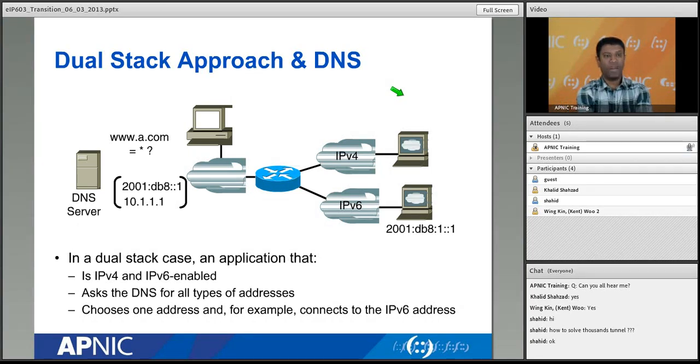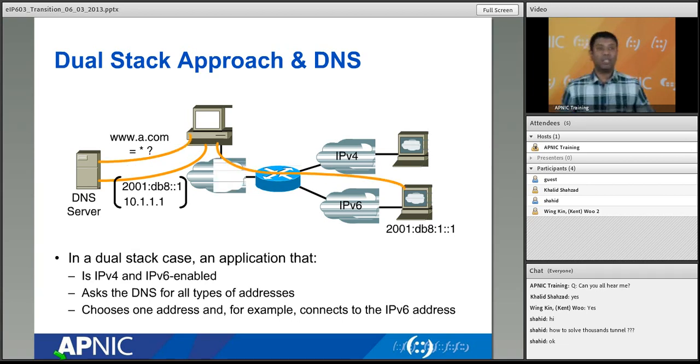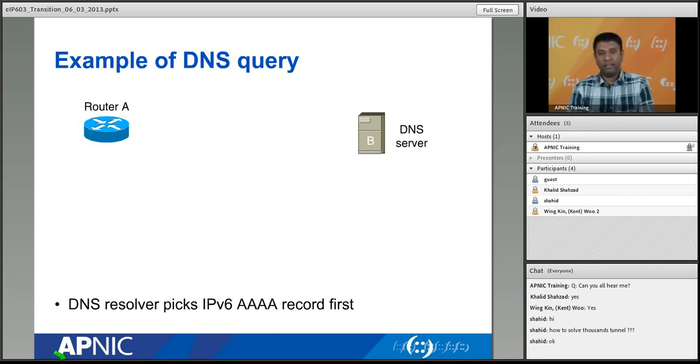And when it reverts back to v4 and the DNS server returns a v4 address, then there is no way the source and destination can use v6 as a transport, because the quad A record is not there. They return an A record, so they can only use v4 as a transport. So those are the very important parts of DNS and how DNS can dictate the transport from source to destination.